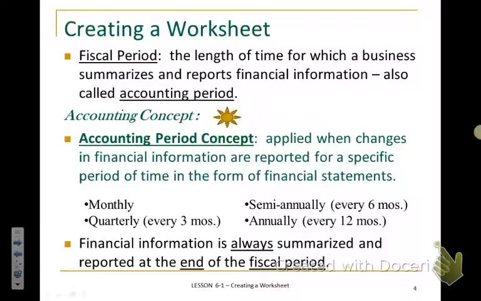Okay, and then financial information is always summarized at the end of the fiscal period, meaning the 12-month period, no matter what. So, not necessarily every business publishes all these financial reports every month or quarter, but they definitely do every year. But if you're a publicly traded company, publicly traded companies are required by law to report quarterly, semi-annually, and annually. Okay, good to go?